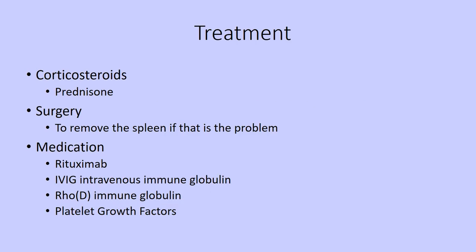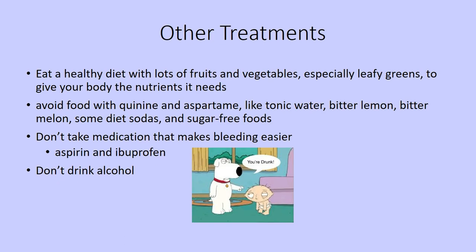All right, so for treatments, they could do corticosteroids such as prednisone. They could do surgery to remove the spleen if this is a problem, because again, the spleen can gobble up all the platelets, and you can live without your spleen. They could do medication such as rituximab, IVIG, which is intravenous immune globulin. They can also do RhoD, which is immune globulin for those who are Rh positive, and they can also do platelet growth factors. I don't necessarily need you to memorize the medications, but just to be aware of the fact that medication is something that could be the reversal of having low platelets.